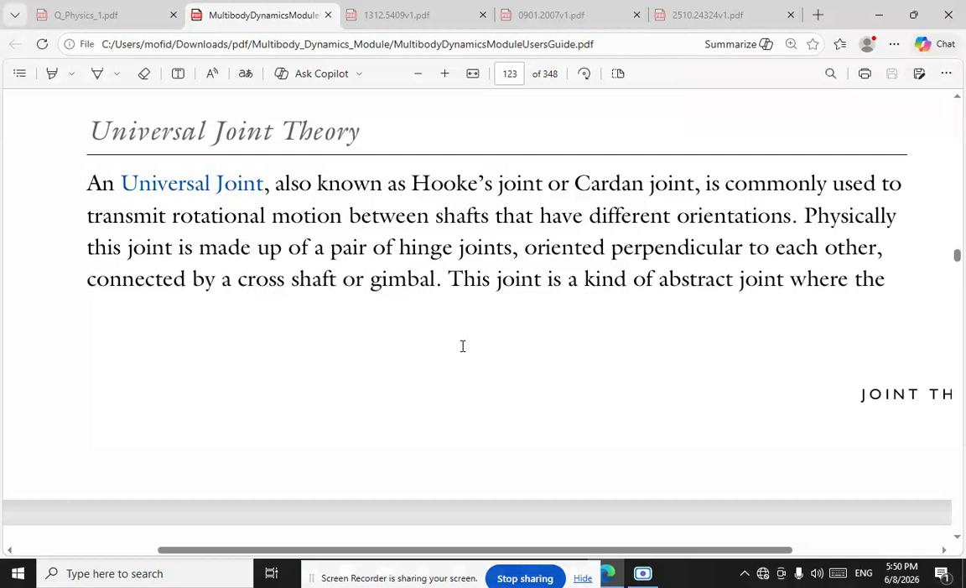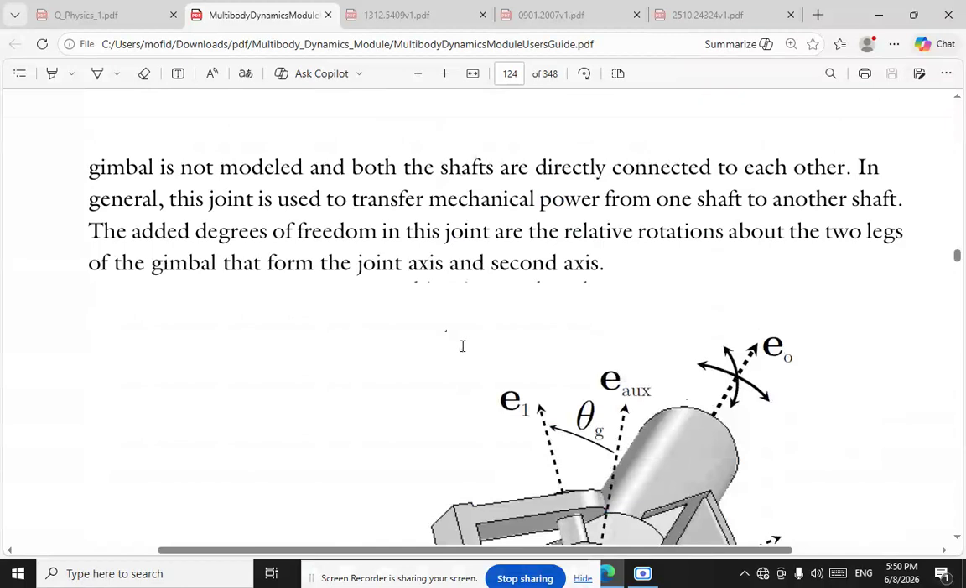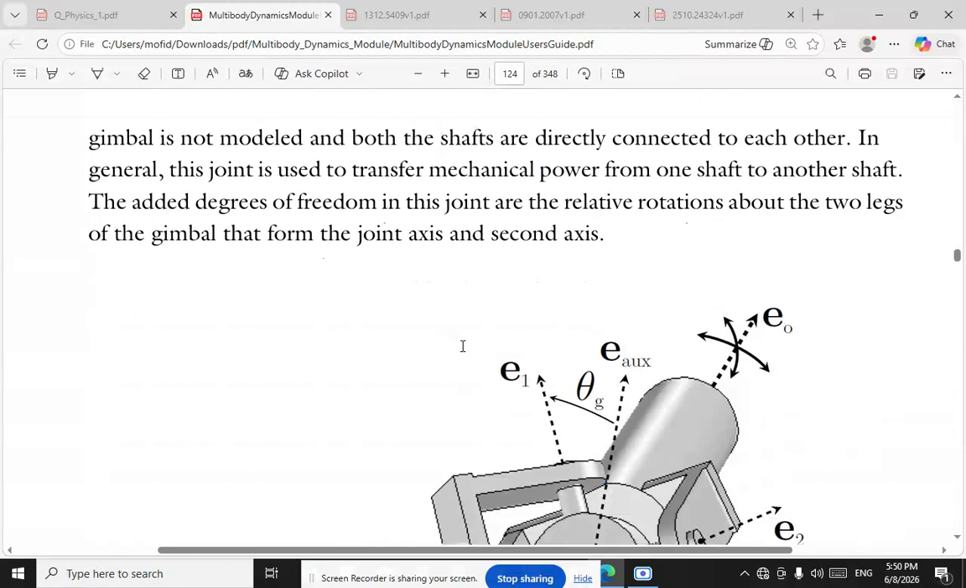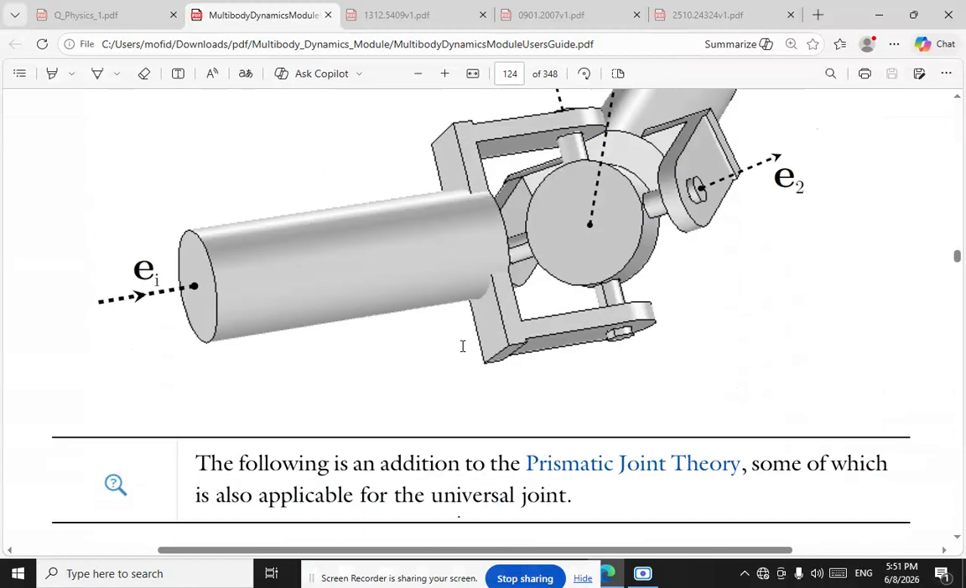This joint is a kind of abstract joint where the gimbal is not modeled and both the shafts are directly connected to each other. In general, this joint is used to transfer mechanical power from one shaft to another shaft. The added degrees of freedom in this joint are the relative rotations about the two legs of the gimbal that form the joint axis and second axis.